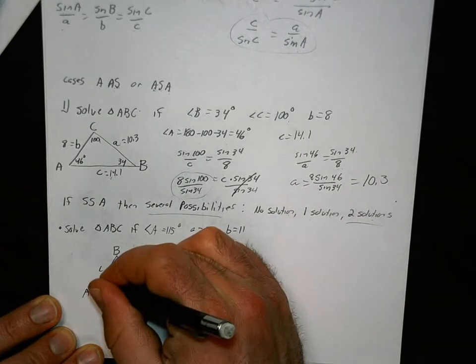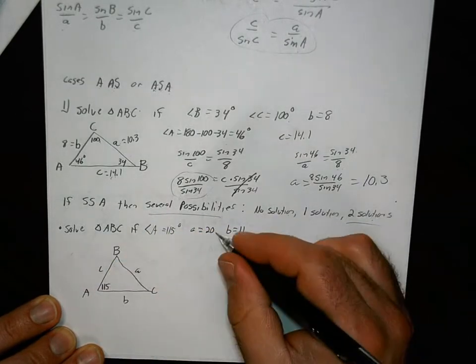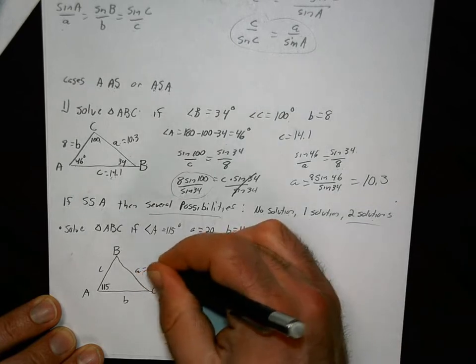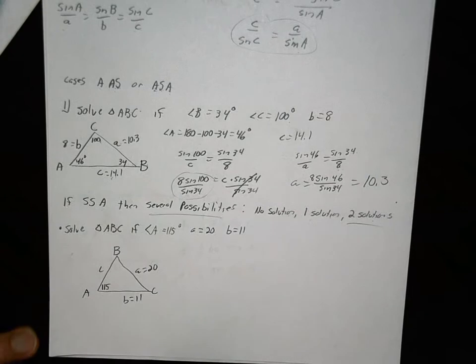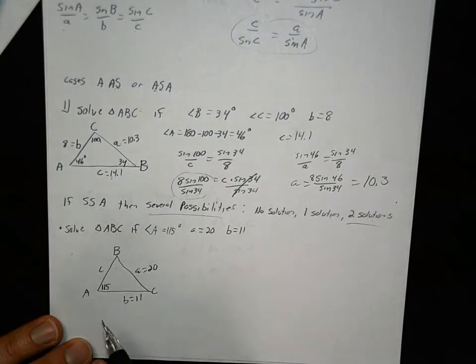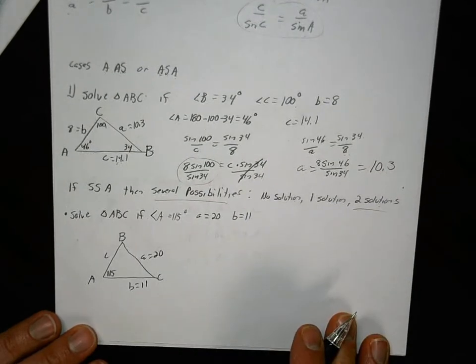So angle A is 115, side A is 20, side B is 11. Okay, so obviously it's not drawn right because this is supposed to be an obtuse angle and it's not, but the picture doesn't really matter.